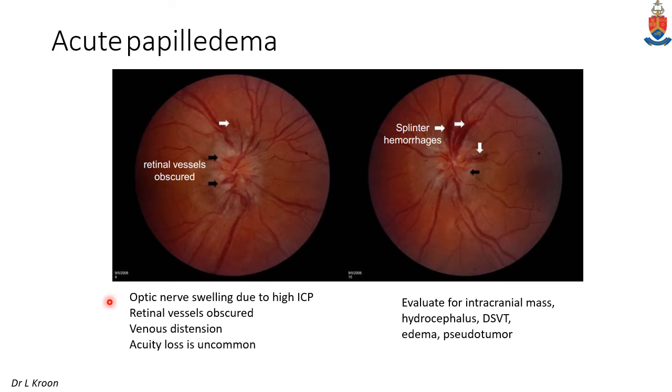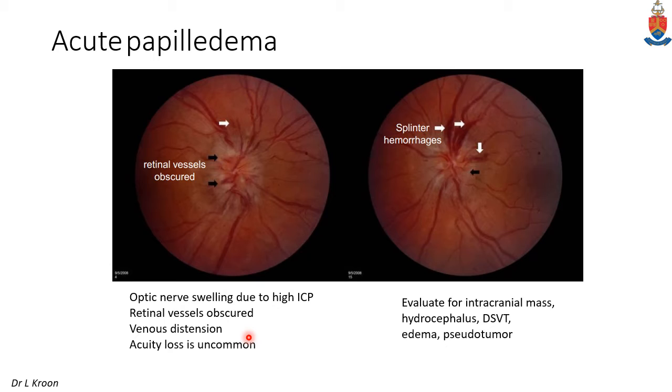Okay, so I'm going to start with acute papilledema. Again, this is optic disc swelling due to elevated intracranial pressure. In this condition, you have obscuration of the retinal vessels at the disc margin. One cannot actually clearly see the disc margin. There are peripapillary hemorrhages. These white arrows represent all of the peripapillary hemorrhages. There's also associated venous distension. Acuity losses are uncommon, but visual field defects are very common.